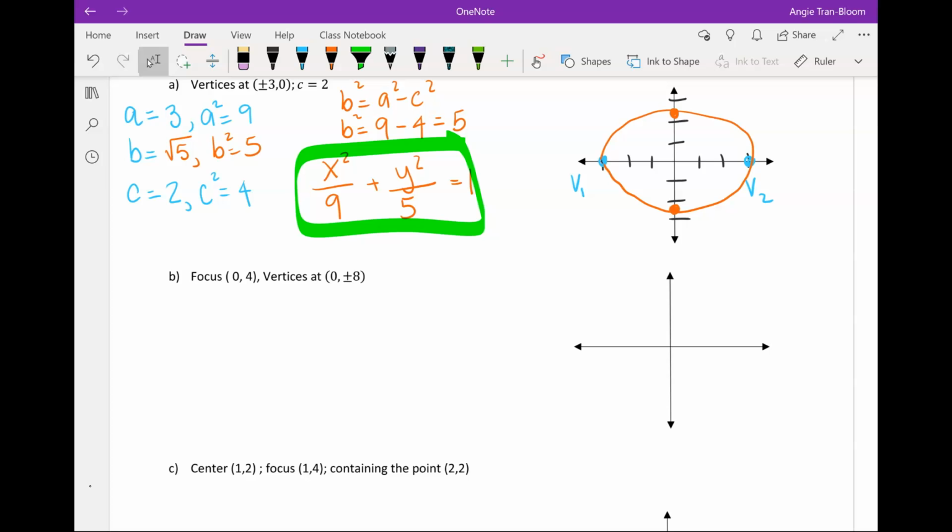Okay, just confirm. Is the focus the same as the a squared in the Pythagorean theorem equation? Center to the vertex. Oh wait, C. A is the center to the vertex. It's just this. Okay.